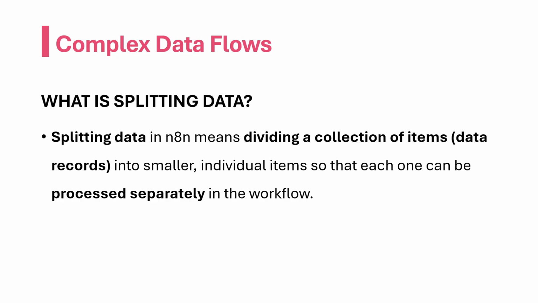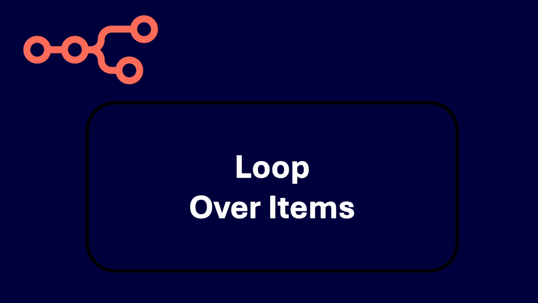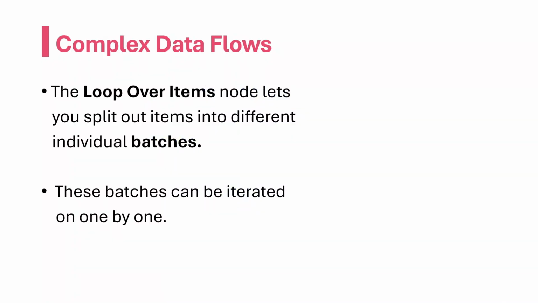After splitting our data, we use the Loop Over Items node to process each item step by step. Think of it like this: say you have five customer entries. The Loop Over Items node will run the next set of nodes five times, one for each customer. This is how we create smart automated loops in n8n without writing any code.